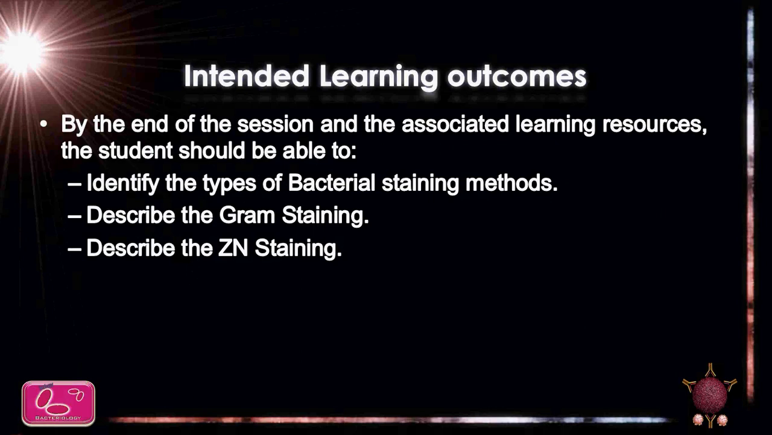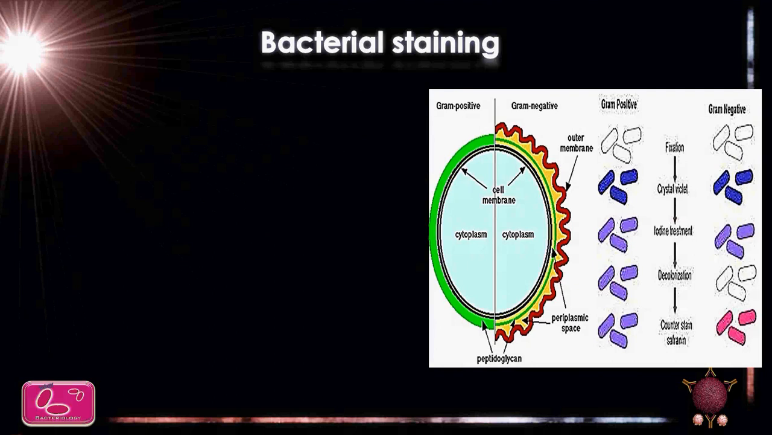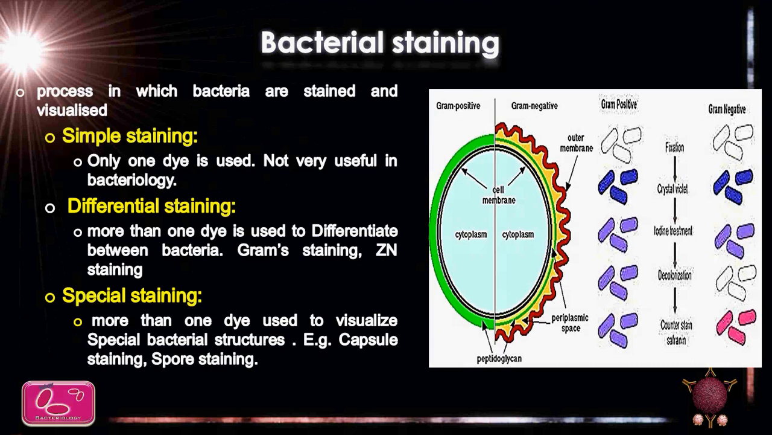So you should be able to identify all the types of bacterial staining and describe in detail the Gram staining method and also the ZN staining method. As you know by now, bacterial staining is one of the main ways to identify and categorize bacteria. It is a process by which you enable the bacteria to be visualized.